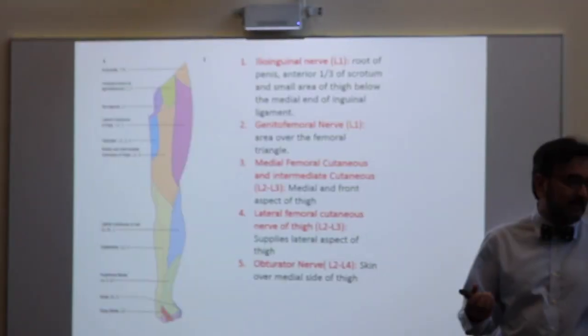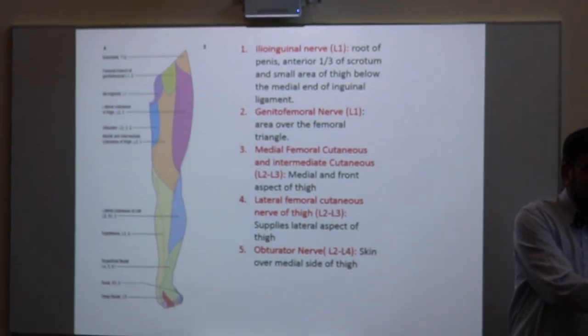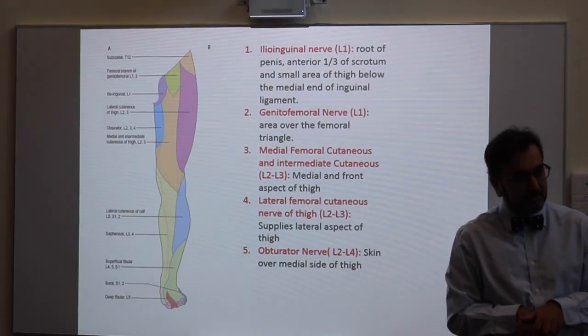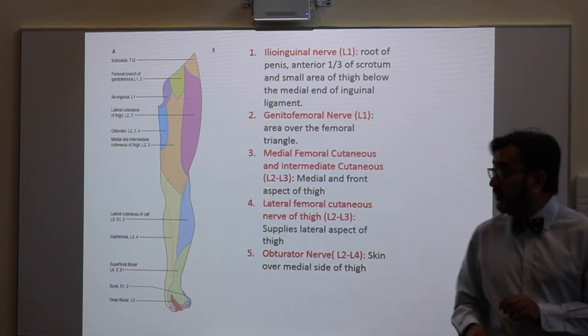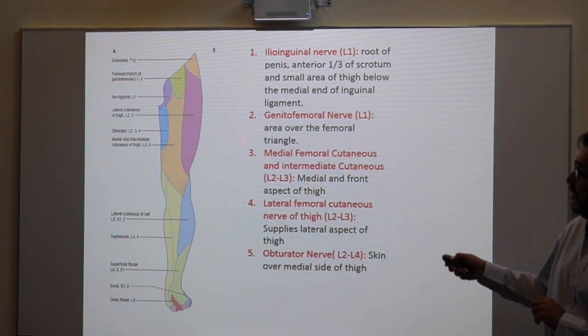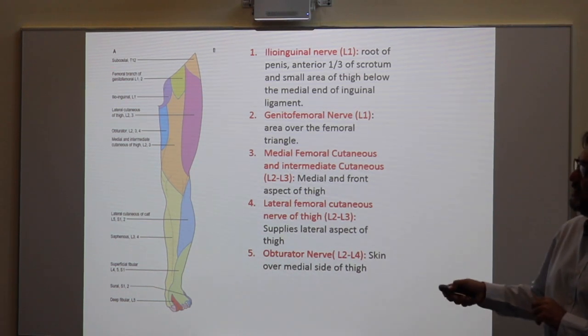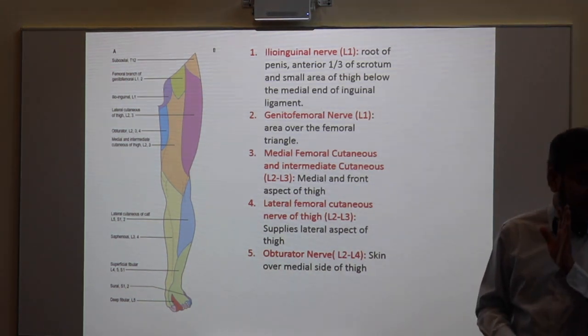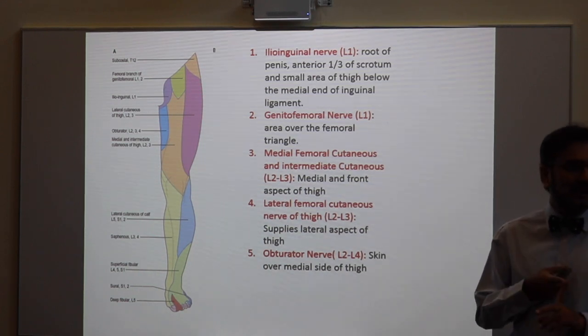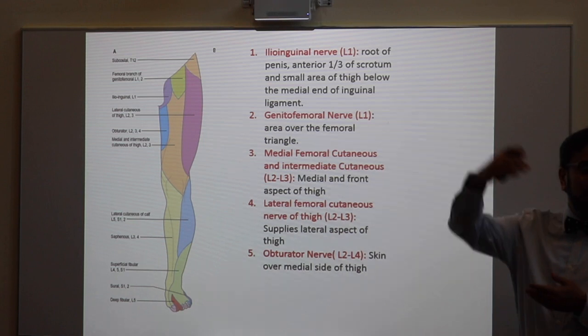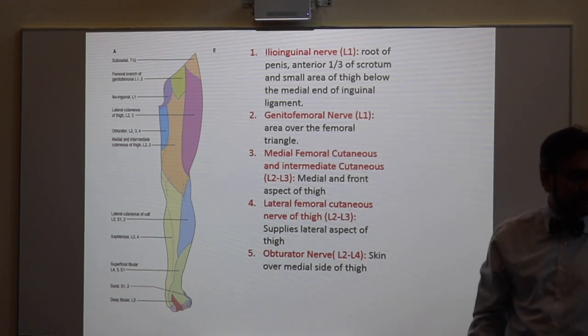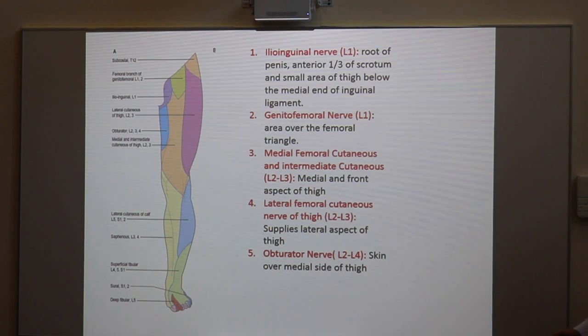Some of them are only cutaneous or sensory, and some of them are mixed nerves. That means they are going to supply the muscles as well as the cutaneous supply. Now most of the anterior medial aspect of the thigh is supplied by these 6 nerves, most of it. I'm not saying all. Iliohypogastric does not supply the thigh. So you remove the iliohypogastric from the 6 lumbar plexus nerves. So the first one which is going to supply the thigh is called the ilioinguinal nerve.